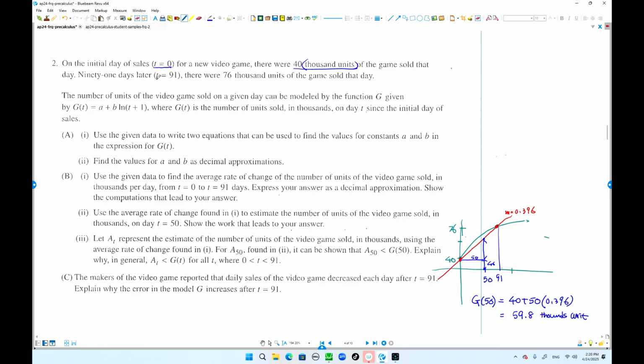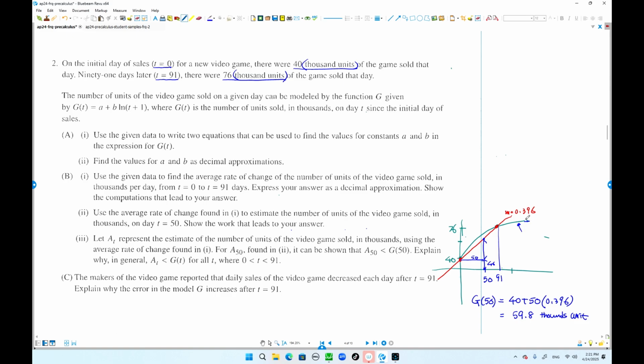So at 91 days, when t equals 91, there are 76,000 units. And also the sales are modeled by the equation g(t) equals a plus b ln(t plus 1). Log will always increase, but exponential is faster, while log is slowing down. Exponential is concave up, log is always concave down, right? And you can draw the graph. You can see that the graph will be concave down, looks like this.